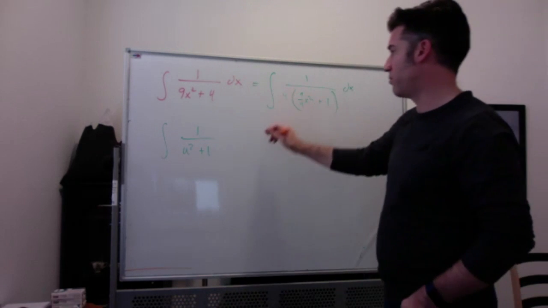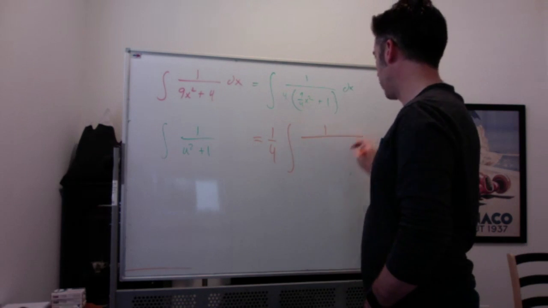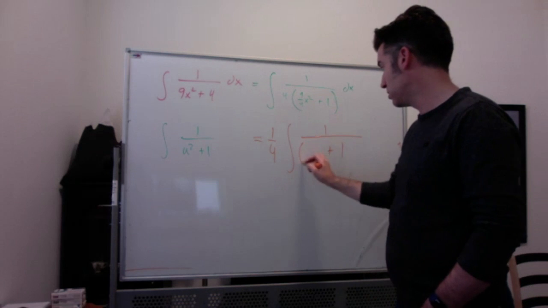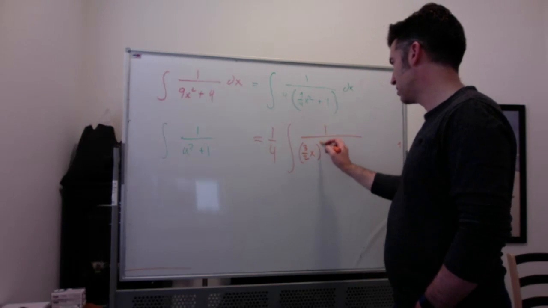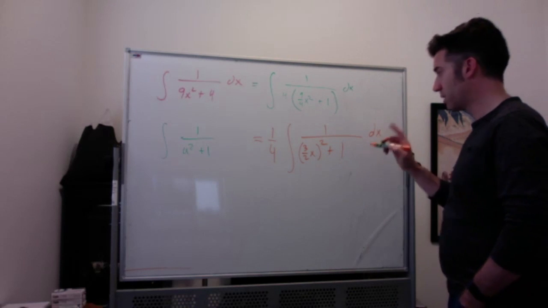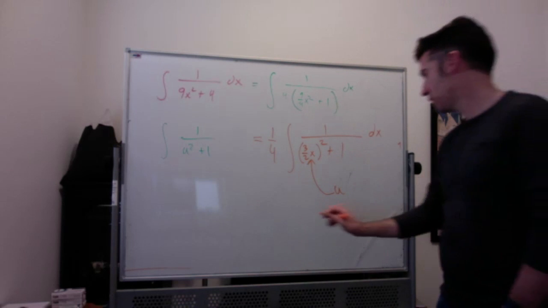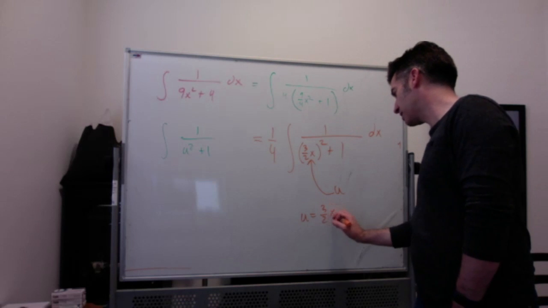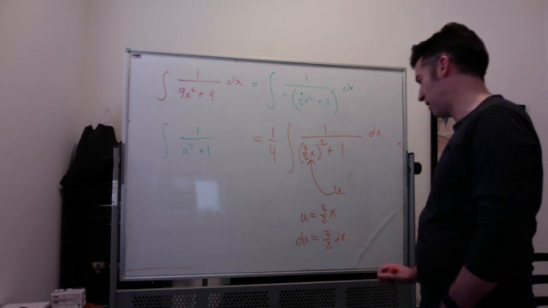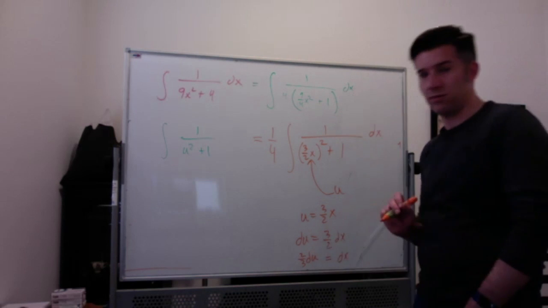So I'm going to bring out the 1/4. And I still have the integral of 1 over 9/4 x squared, which I'm going to write as the quantity 3/2 x squared, because that's 9/4 x squared. And now I'm going to let u equal that. So u equals 3/2 x. The derivative of 3/2 x is just 3/2, so du is 3/2 dx. So dx equals 2/3 du.